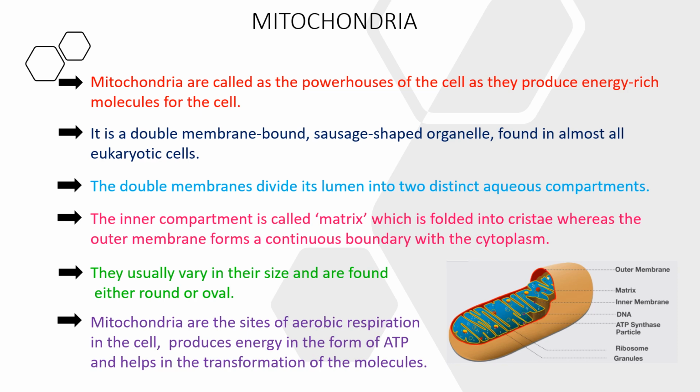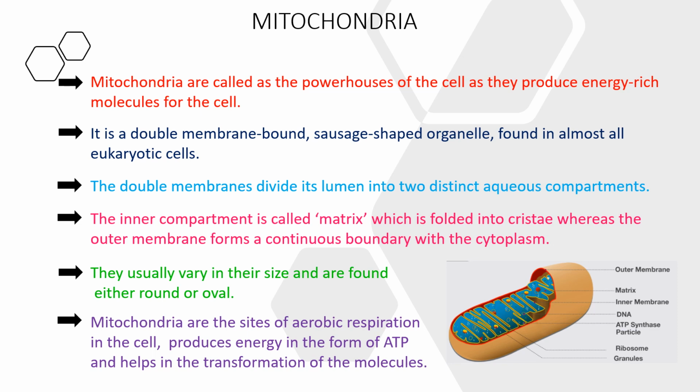Mitochondria are the sites of aerobic respiration in the cell, which produces energy in the form of ATP and helps in the transformation of the molecules. So what is the other name of mitochondria? Powerhouses of the cell. They produce energy-rich molecules for the cell, and they are double membrane, spherical or rod-shaped bodies. They are like sausage-shaped organelles.